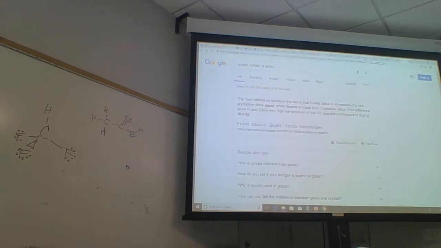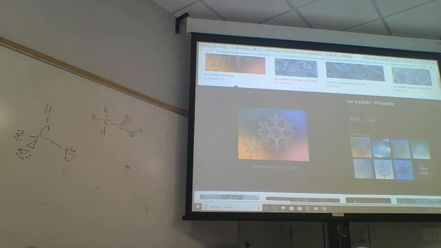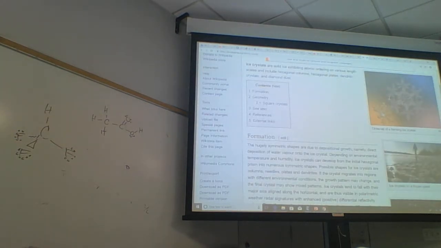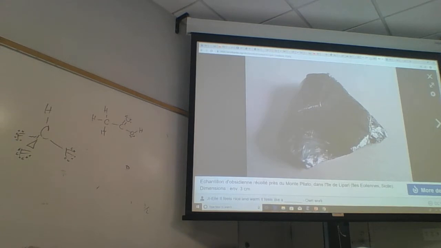Well, has somebody tried to make amorphous ice? Normally when people think about ice, they think about nice crystals like this. But essentially, an amorphous solid is a frozen liquid. So is it possible to freeze the water so fast it doesn't have time to organize into a nice crystal? And the answer is yes. People have tried to make amorphous ice and have been successful in making amorphous ice.